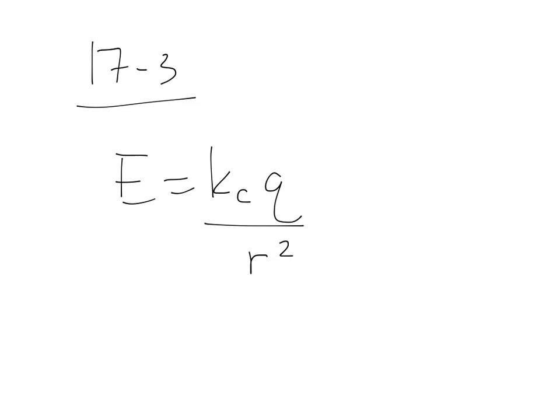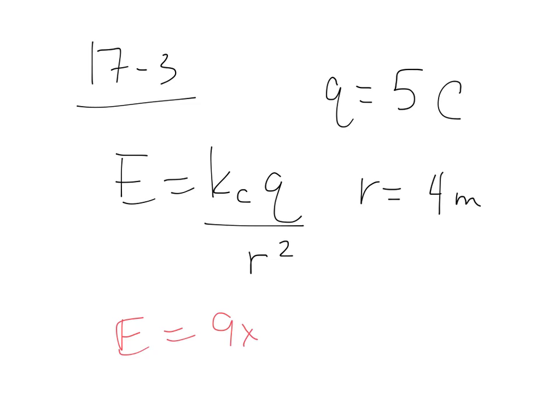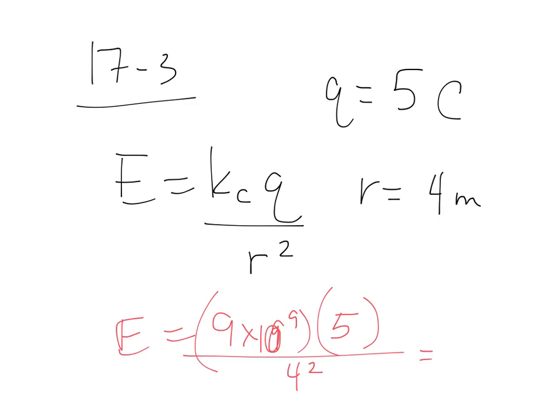That was 17.2. So 17.3, you remember, is finding the electric field a given distance from a source. So let's say that the source is 5 coulombs. And we're trying to find the field that exists 4 meters away. All we need to do is literally plug these in. So we can figure out what E is. 9 times 10 to the 9 times 5 coulombs over 4 squared. That would give us the electric field that exists.